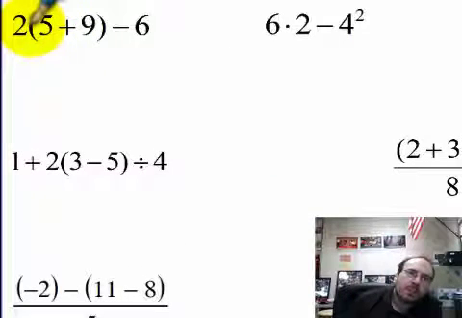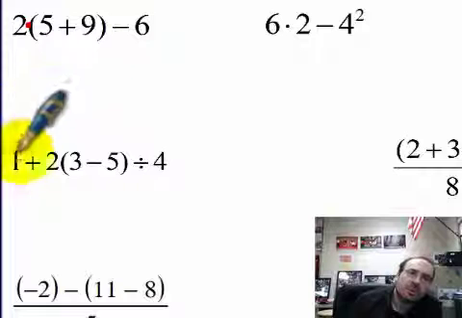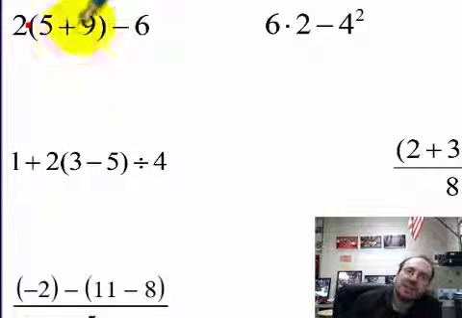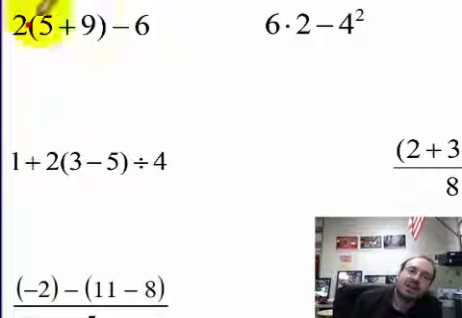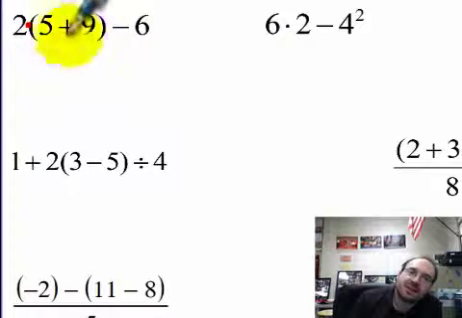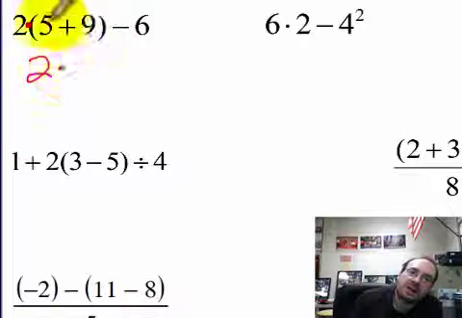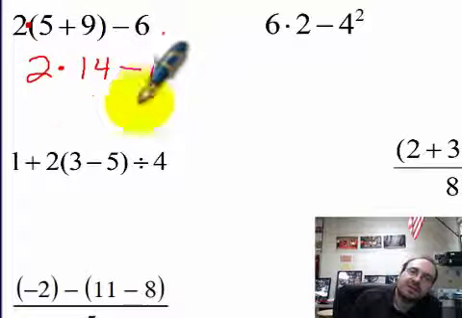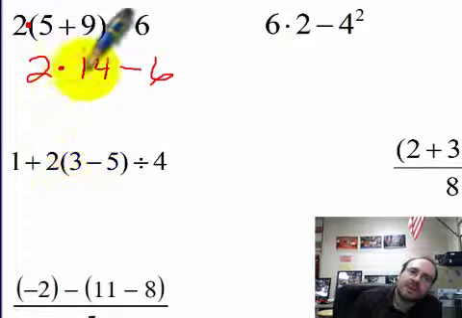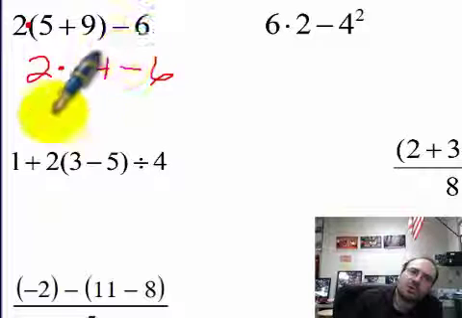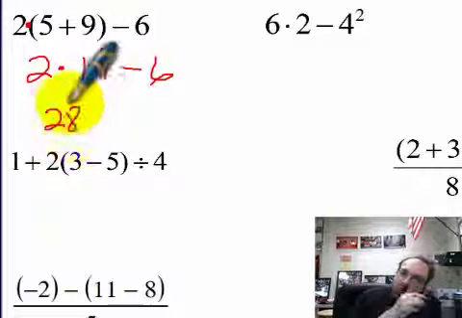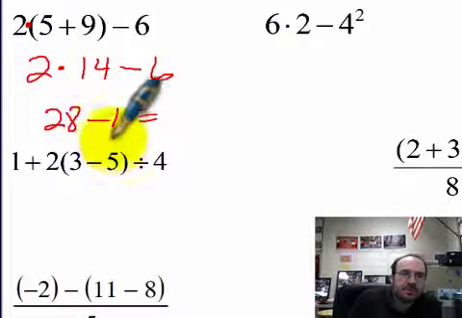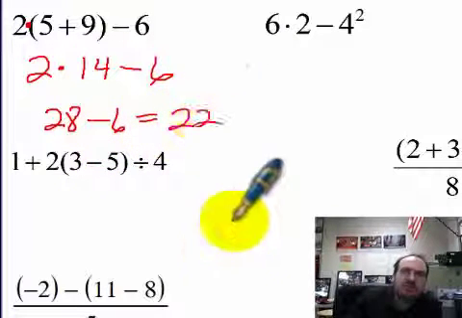Here we have multiplication. When it's right next to the parentheses, that means you multiply. We have subtraction, and we have addition in parentheses. So I'm going to do the addition first because it's in parentheses, so I get 2 times, and then 5 plus 9 is 14, minus 6. And then between multiplication and subtraction, I do the multiplication first, so I get 28 minus 6. 28 minus 6 is 22.